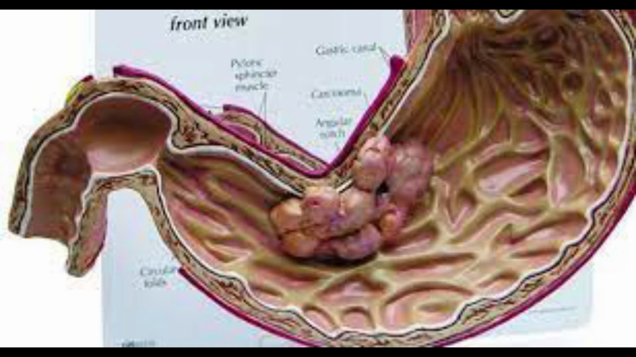So, Zollinger-Ellison syndrome involves the non-beta islet cells of the islets of Langerhans. It is a gastrin-secreting tumor, which stimulates the parietal cells and hydrochloric acid in the body of the stomach, which causes ulcer formation. The clinical features are abdominal pain, chronic diarrhea, dyspepsia, weight loss, and gastrointestinal bleeding.